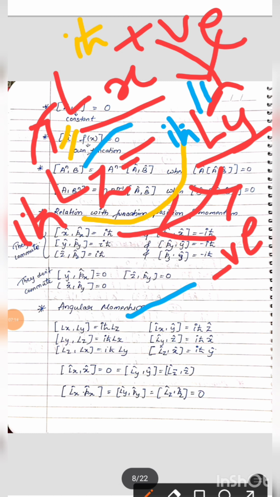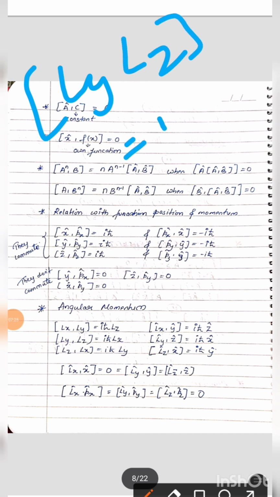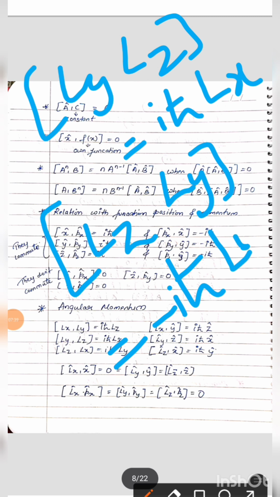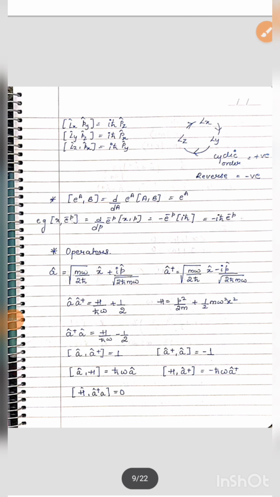If in case it is reversed, like if it is given something like Ly, Lz, I know that it is iħ, with y, z the next component is x. If it is written Lz and Ly, now it will become minus iħ Lx. Okay, you have to remember this. Now, this is what I have written. If it is cyclic order, then it is positive. If it is in anti-cyclic or reverse direction, it is negative.